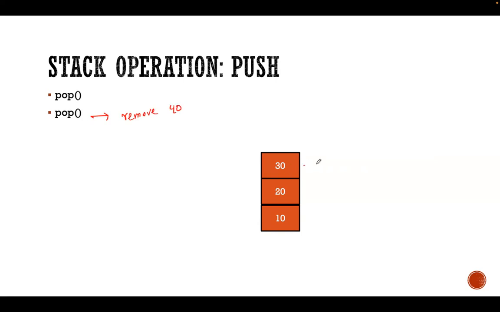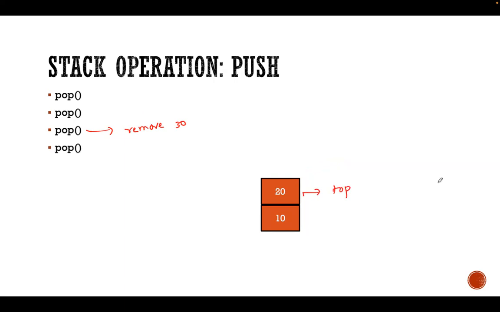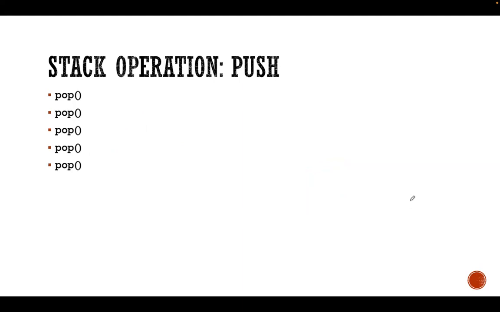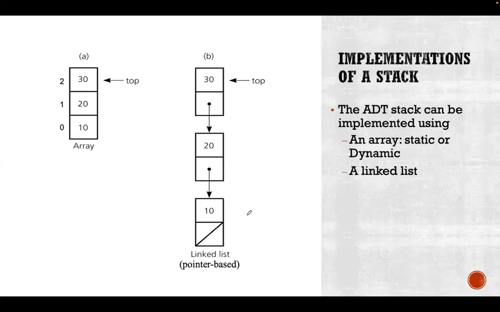All right, now this is my top. Okay, so run another pop. This will remove 30 and this will be my top. Okay, so another pop, so this will remove 20 and now this will be my top. Okay, another pop, so after this pop operation my stack will be empty.